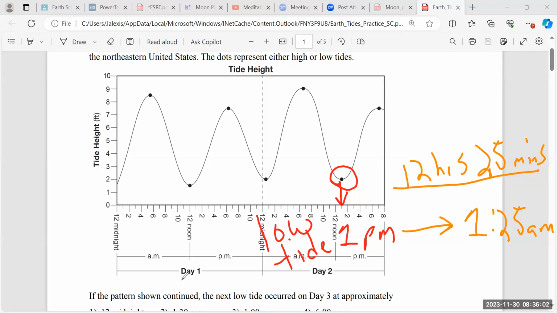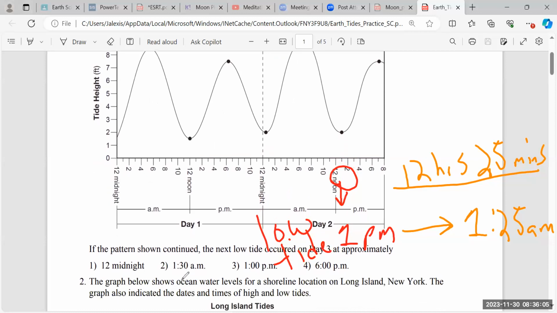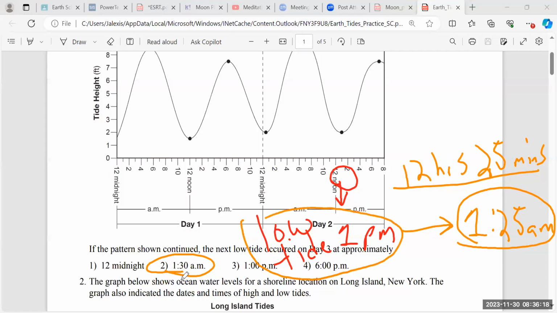So when I'm looking, which option is close to 1:25 a.m.? And the correct answer is choice 2. All right. Keep in mind, every low tide occurs every 12 hours and 25 minutes. So if the last one occurred at 1 p.m., 12 hours and 25 minutes later, the next one will occur at 1:25 a.m. And the best option is choice 2.